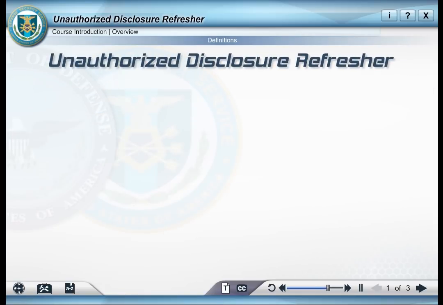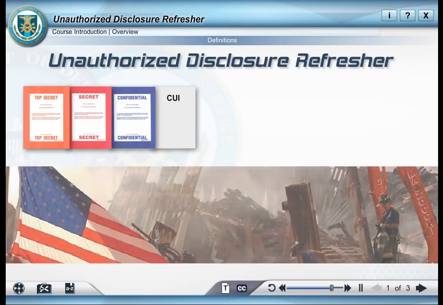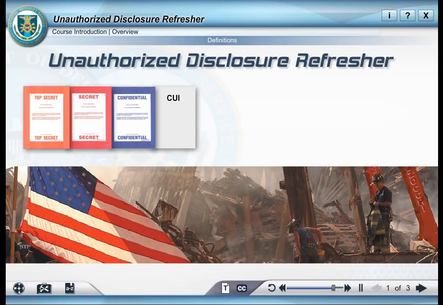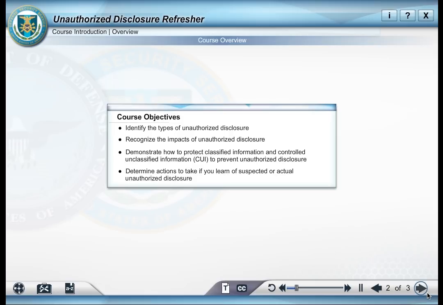In this course, you will review the types of unauthorized disclosure and the impacts of such disclosures. You will also review how to protect information and the actions to take if you learn of suspected or actual incidents of unauthorized disclosure. To successfully complete this course, you will need to demonstrate your ability to carry out the activities listed in the course objectives. Please take a moment to review them.